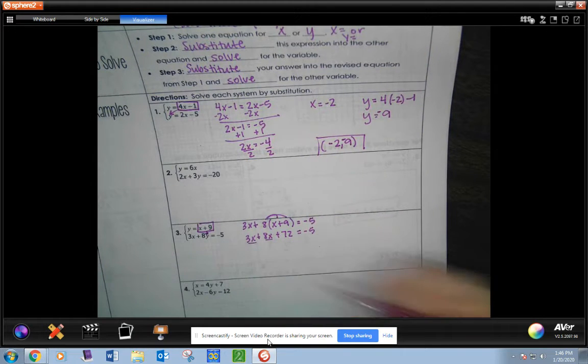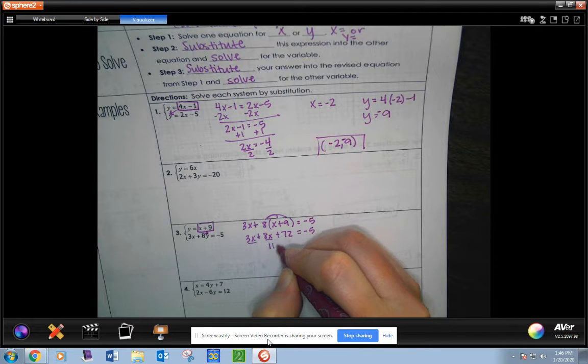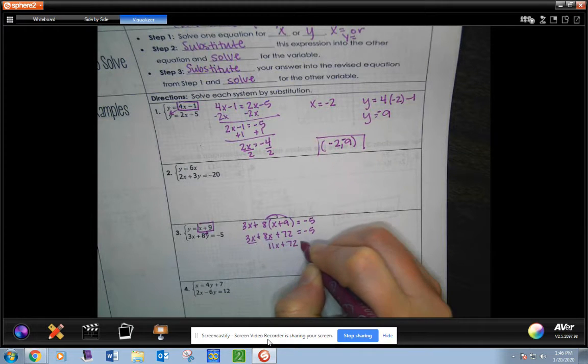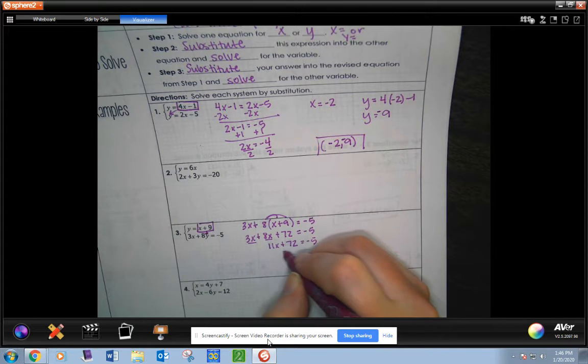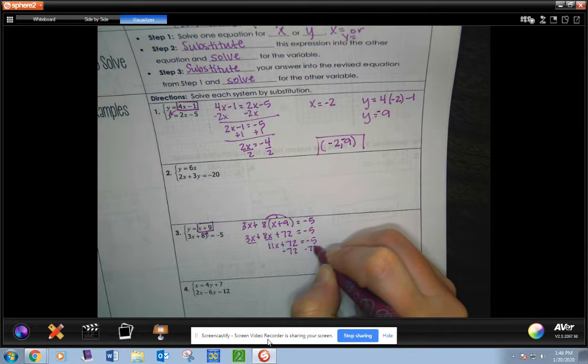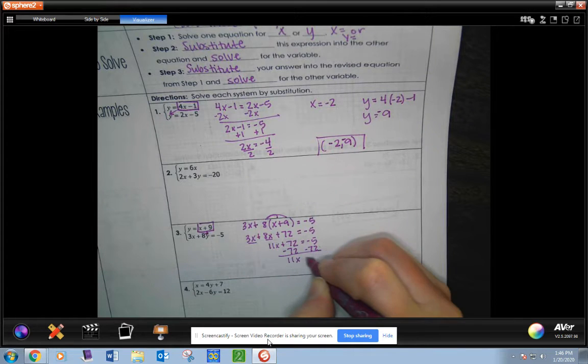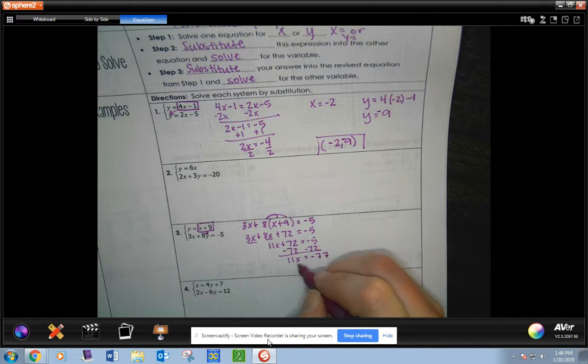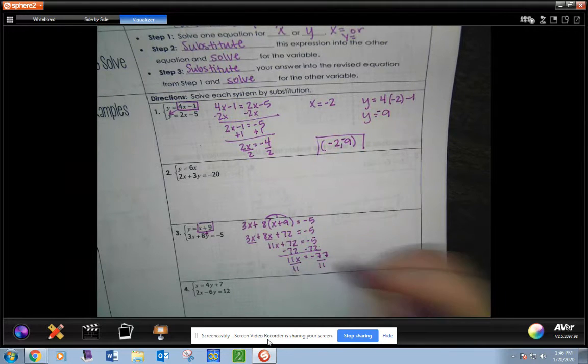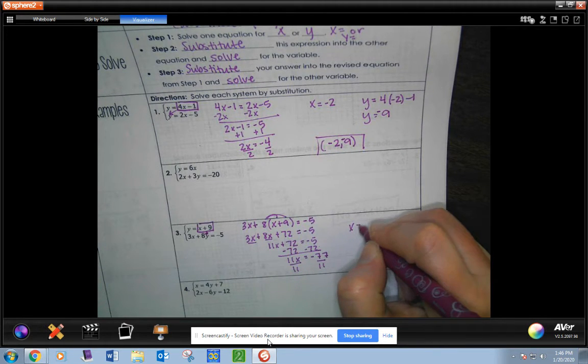I combine like terms, so 3 and 8 makes 11x plus 72 equals negative 5. I am going to subtract 72. That gives me 11x equals negative 77. And then I divide by 11, and that gives me x equals negative 7.